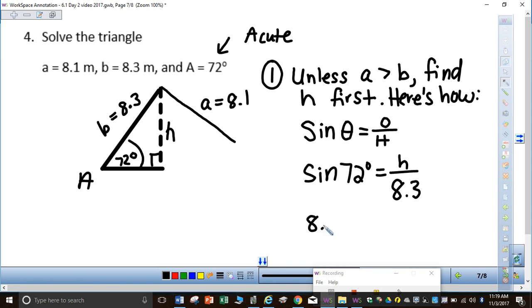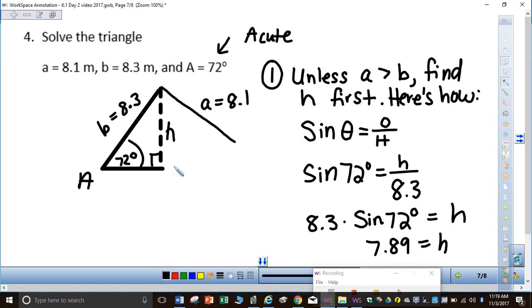So we find the height using SOHCAHTOA. Go ahead and multiply both sides by 8.3. You can put this into your calculator. So you're going to do 8.3 times sine of 72. And that ends up giving us 7.89 for the height. Okay, so we need to know the height because if side A was less than the height, if 8.1 was less than 7.89, which it's not, then we would have no triangle and we would not be able to move forward doing anything else. We just say no triangle and we move on to the next problem.